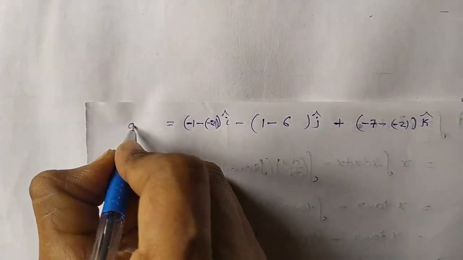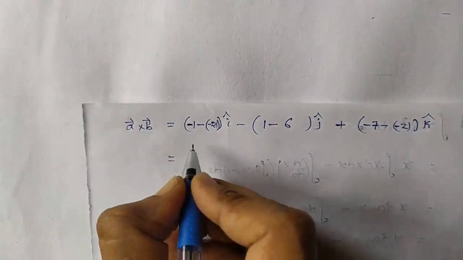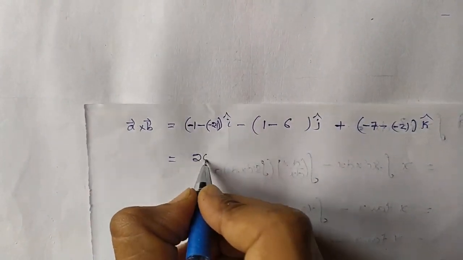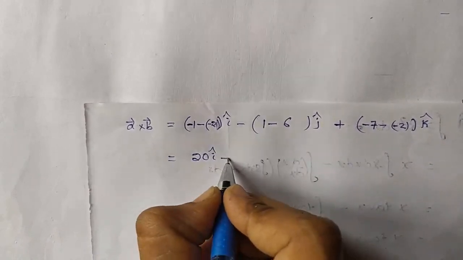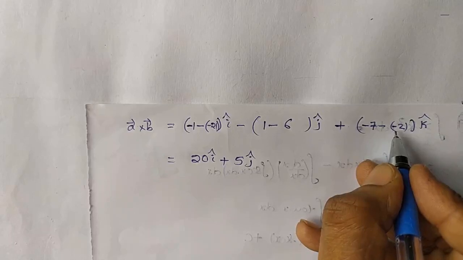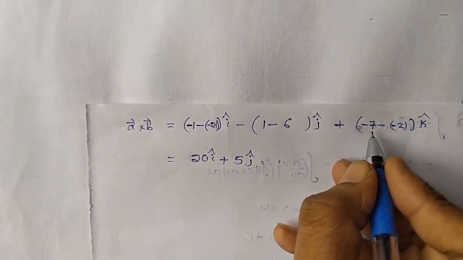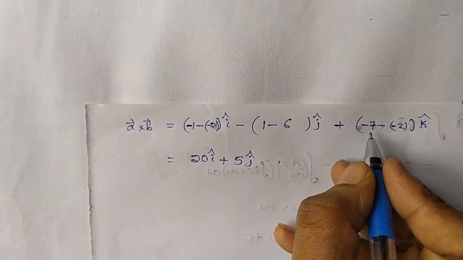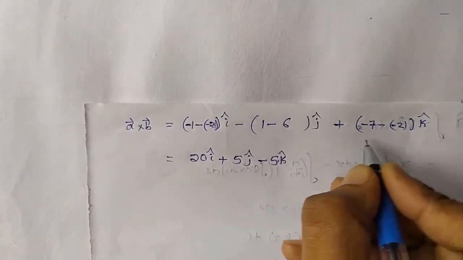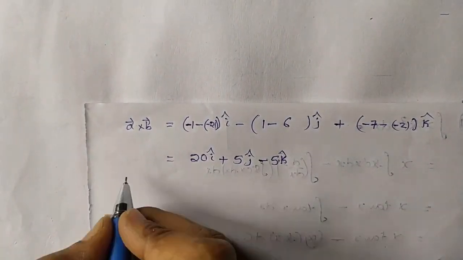It is a cross b. That is equals to plus 21 minus 1 is 20, 20 i cap. It is plus 5j. It is plus 5k. Sorry, it is minus 5k. Minus 5k. Minus 7 plus 2 is minus 5. So minus 5k.